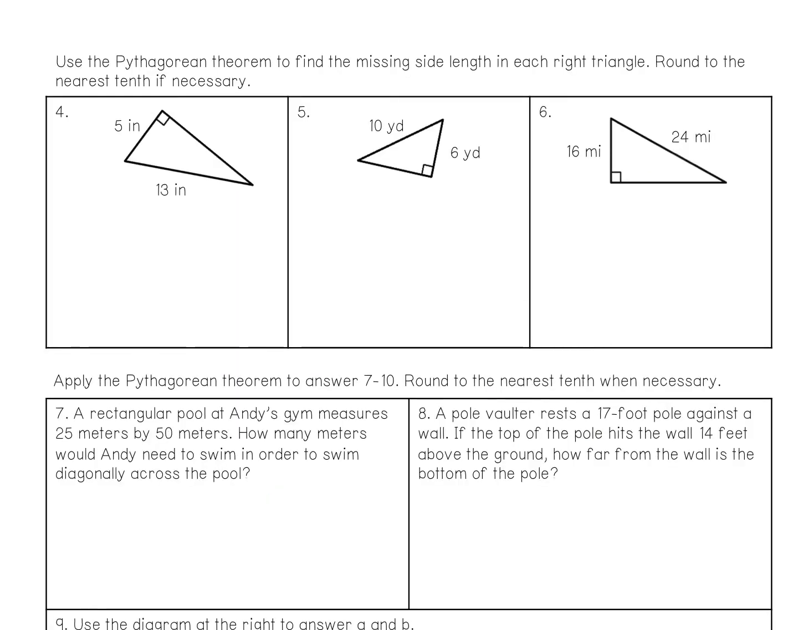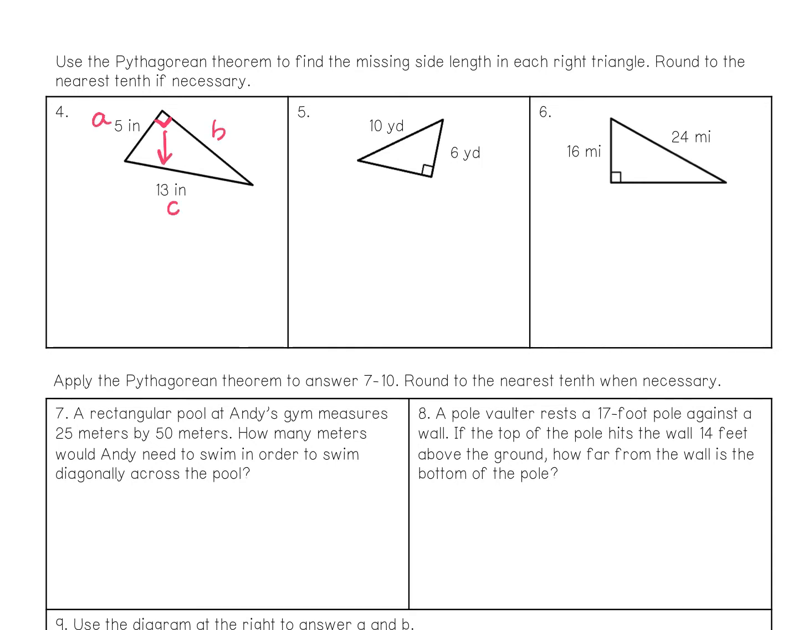So we just looked at what to do when you're missing the hypotenuse and solving for the hypotenuse. Now we're going to look at what to do when you're missing one of the legs in a right triangle. So let's look at example number 4. The two sides that come together to form the right angle are the legs. The side across from the right angle is the hypotenuse, or C.